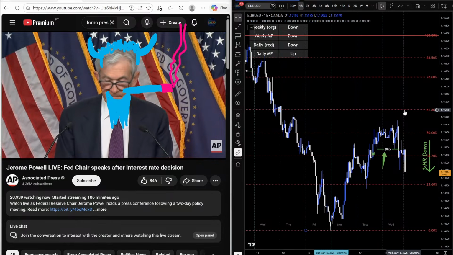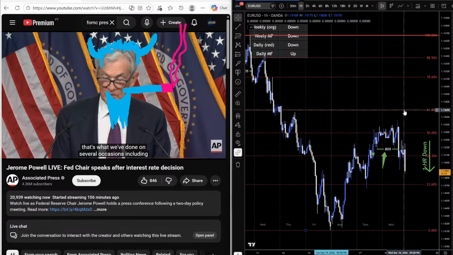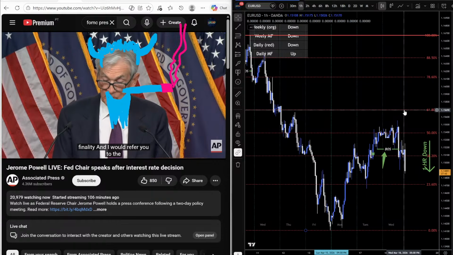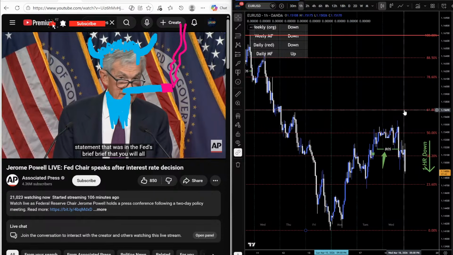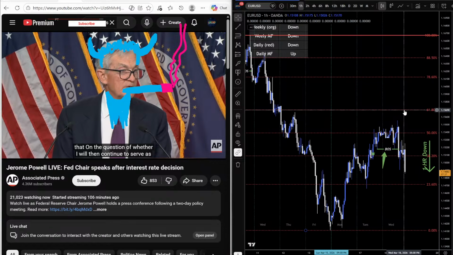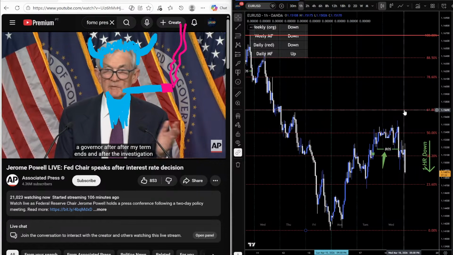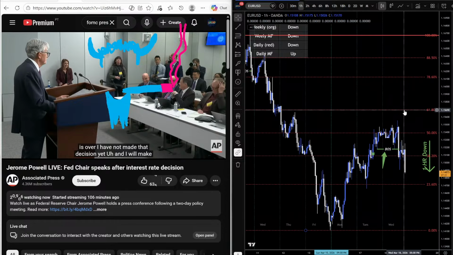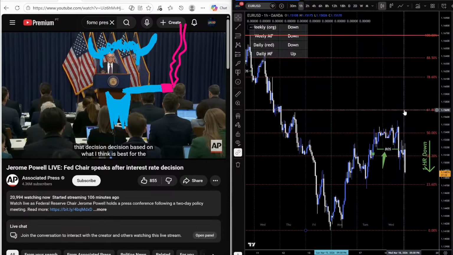And while I'm at it, on the question whether I will leave while the investigation is ongoing, I have no intention of leaving the board until the investigation is well and truly over, with transparency and finality, and I would refer you to the statement that was in the Fed's brief that you all have seen, and I won't have anything more for you on that. On the question of whether I will then continue to serve as a governor after my term ends and after the investigation is over, I have not made that decision yet, and I will make that decision based on what I think is best for the institution and for the people we serve. Figuring you probably were going to set the dominoes off there, Edward. And I'm not going to have any more to say on those issues, by the way.